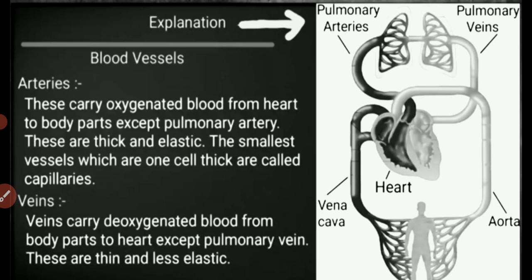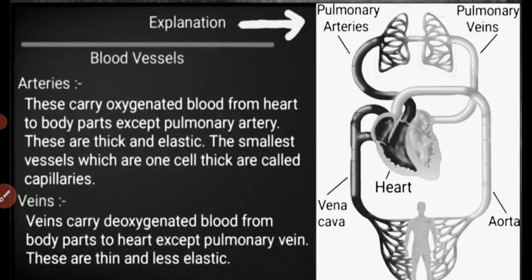Arteries first. These carry the oxygenated blood from the heart to the body parts, except the pulmonary artery. Actually, the pulmonary artery is responsible for carrying deoxygenated blood. Arteries are thick and elastic because the oxygenated blood is under pressure from the heart as it flows.